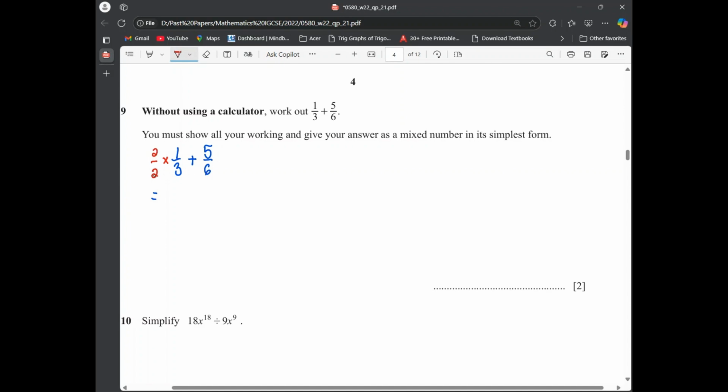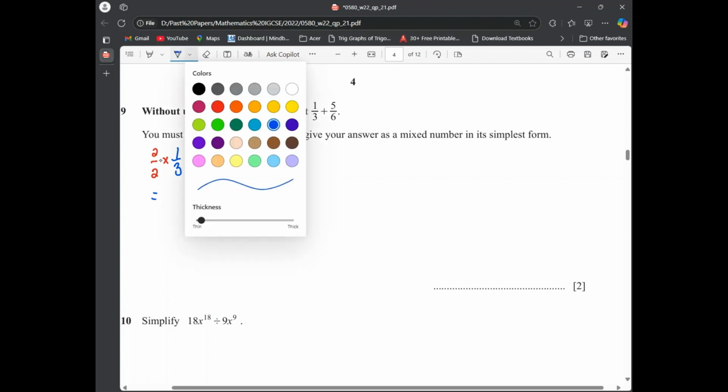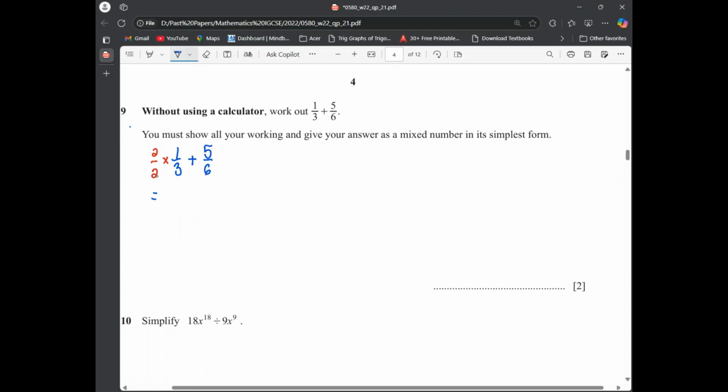Multiplying by 2 over 2 is the same as multiplying by 1, so you are not changing the sense of this problem. This will be 2 times 1, which is 2 over 6, plus 5 over 6. We know that if our denominators are the same, then we can just add the numerators. So the final answer is 7 over 6.